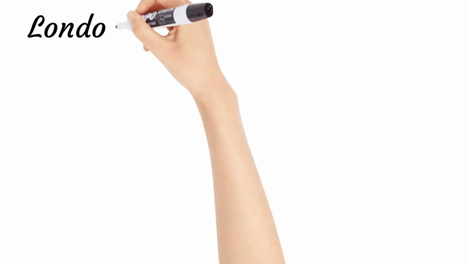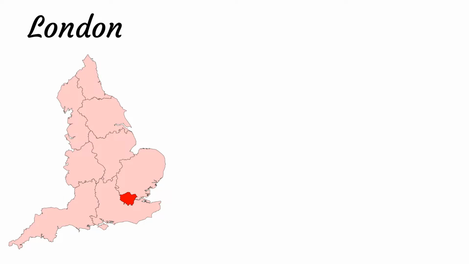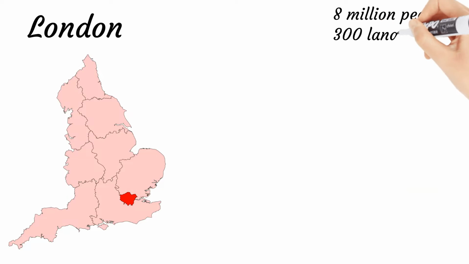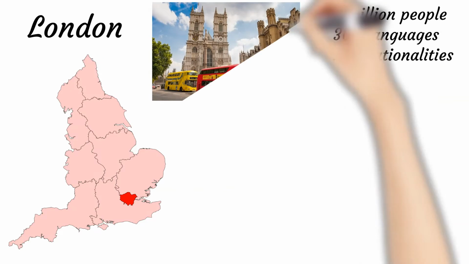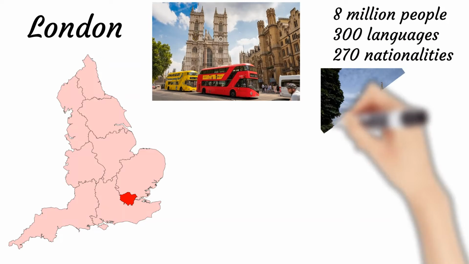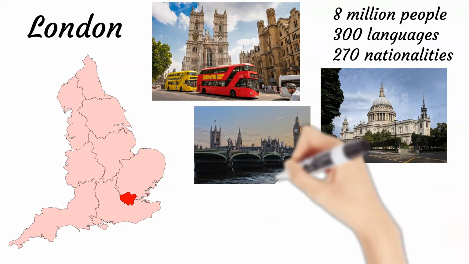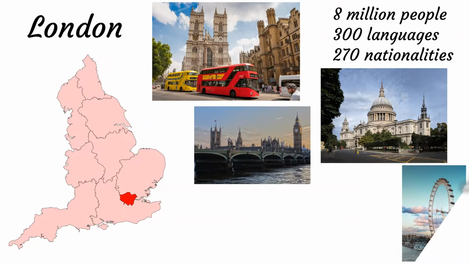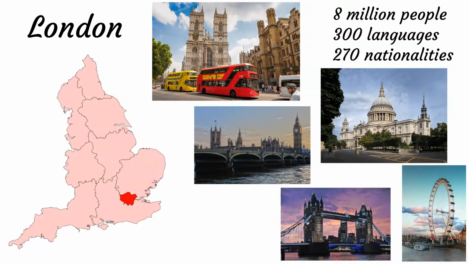London, England's capital, is continually recognized as one of the world's most cosmopolitan and culturally diverse cities. With a population of over 8 million, London boasts over 300 languages and is home to more than 270 nationalities. The buzz and atmosphere that such diversity brings is what makes London the fantastic world city it is today. Best attractions in London are Westminster Abbey, St. Paul's Cathedral, Big Ben, London Eye and Tower Bridge.